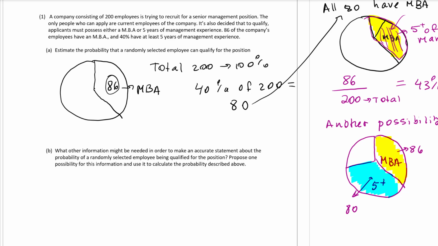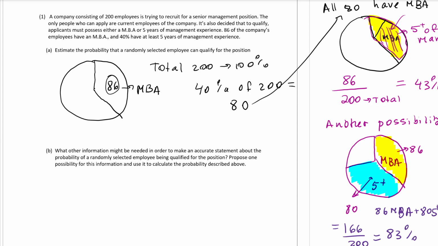Then what's going to happen? Well, then we have 86 MBAs plus 80 with 5+ years, so you have 166 out of 200 people who can potentially qualify for that promotion, for that position. And 166 divided by 200 is going to be 83%.